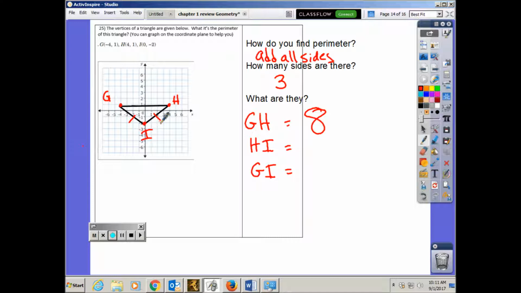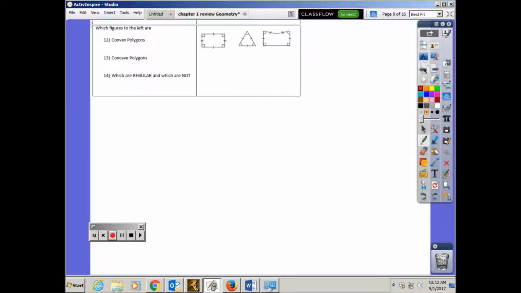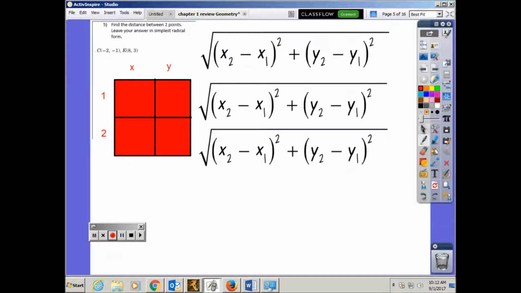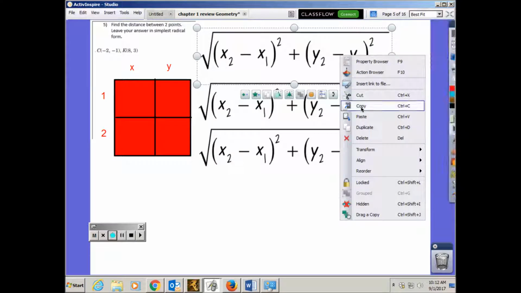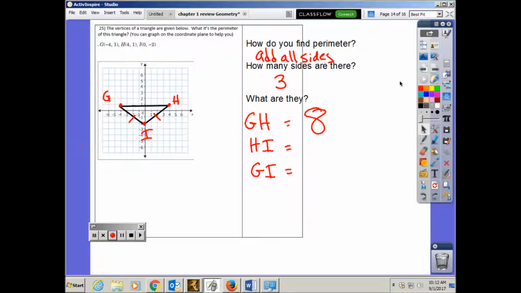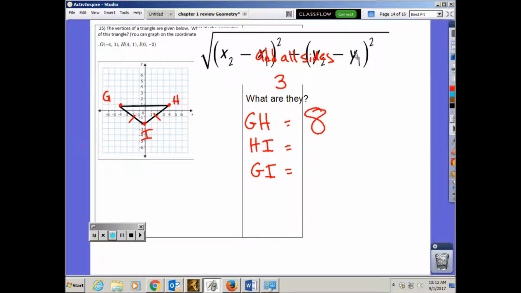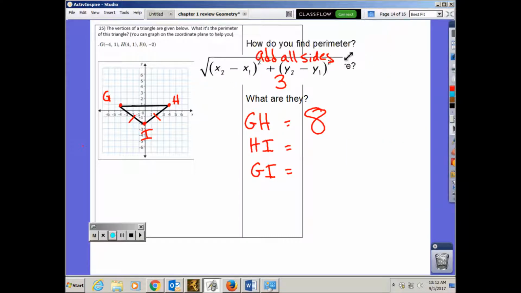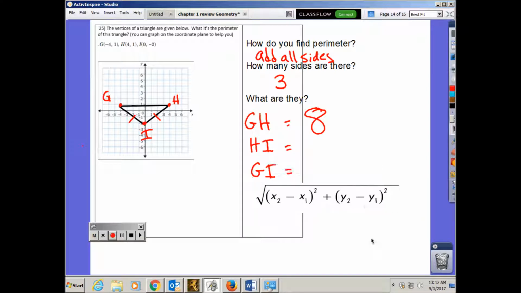So how do I find distance? How do I find the length of the side, which is distance? What formula do I use? The distance formula. Now, some students have accused me of having very bad handwriting. So what I'm going to do is I have a nice picture here of a distance formula. I'm going to copy it. I'm going to go back to this problem, and I'm going to paste it so that everybody knows what I'm doing for distance formula.